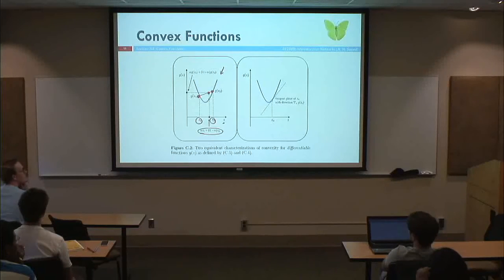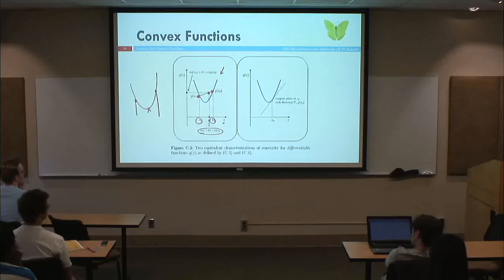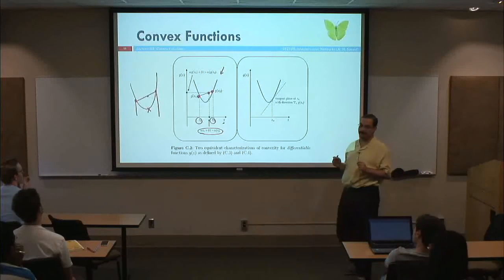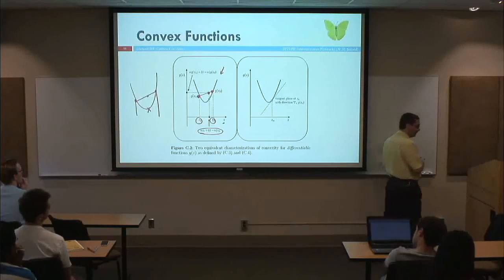So this is a convex function. If you evaluate it at 2 points here and there, then the value at any intermediate point will be lower than the value on this segment connecting the values of the function. That's what convexity means. Whenever you have that property, then your function is convex.